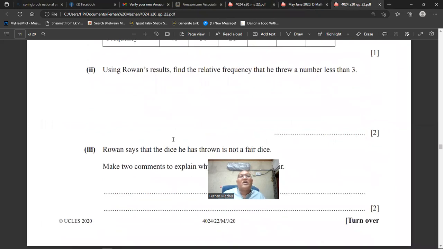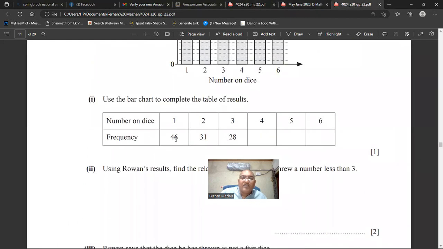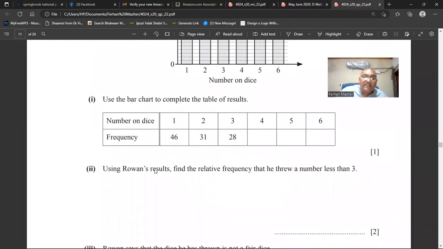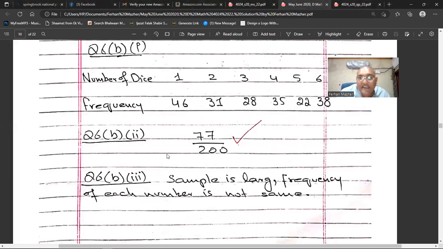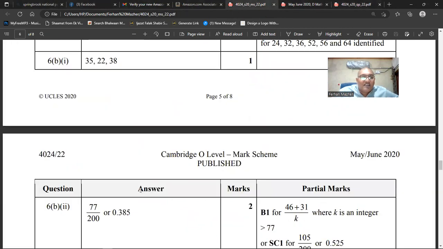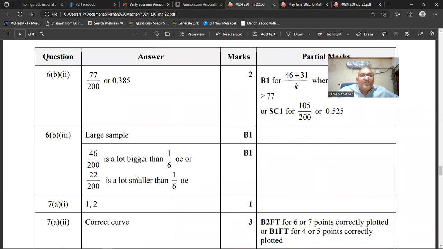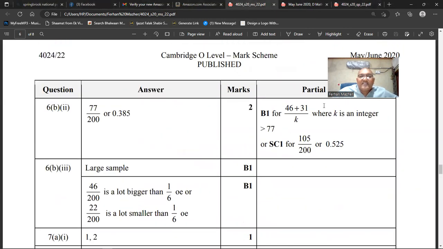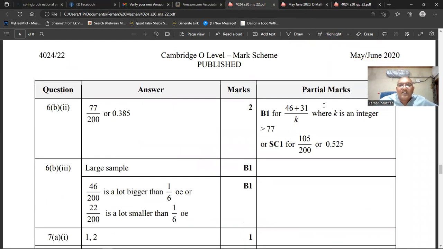Then he says use Rowan's results to find the relative frequency that he threw a number less than 3. Less than 3 are 2 and 1. So add up their frequencies, and it will become 77. So out of 200 throws, that's 77 by 200. 77 by 200 is the right answer.